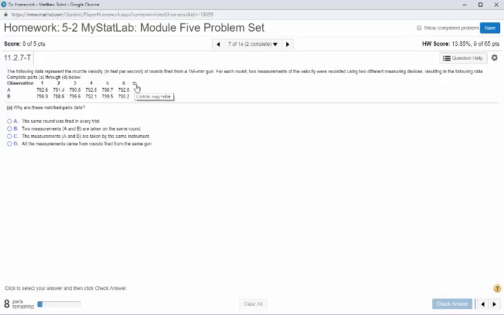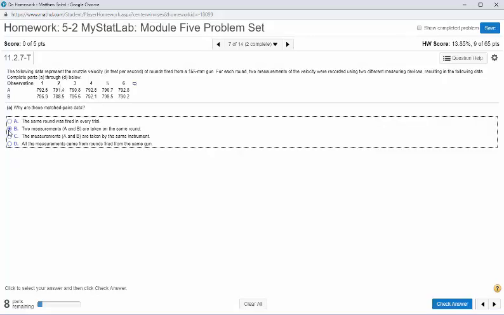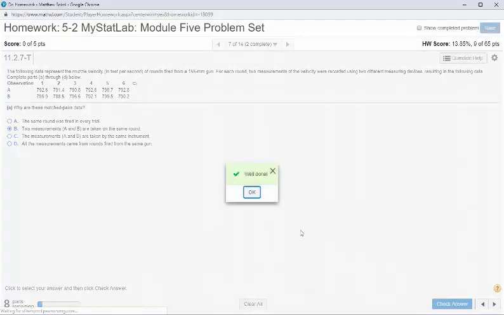Whenever you see this double pane here, that's going to allow me to take this data and plug it into StatCrunch. But first, why are these matched pair data? Well, as I said, all the measurements came from rounds fired at the same gun. The other thing here, the 2 measurements, A and B, which are matched, are taken from the same round. Because A and B are taken from the same round, this is why these are matched pairs.